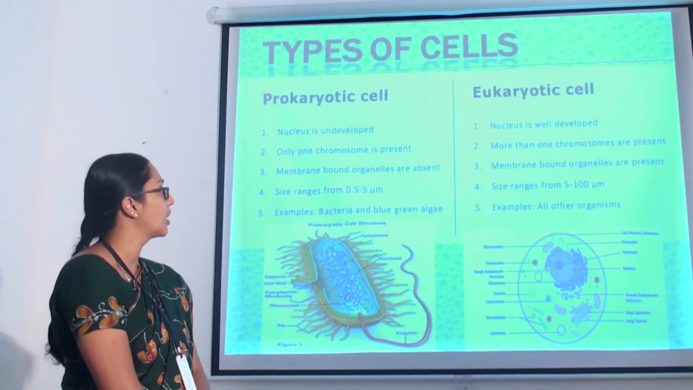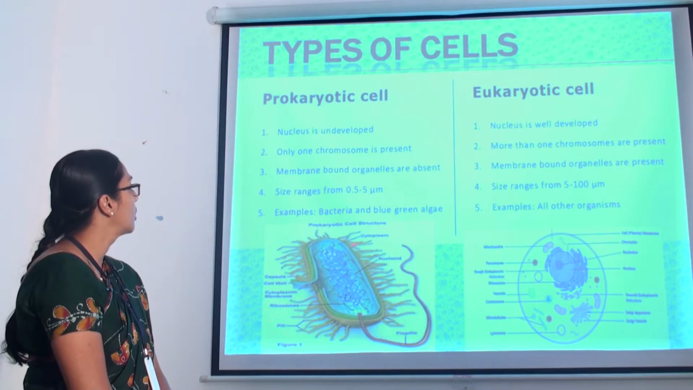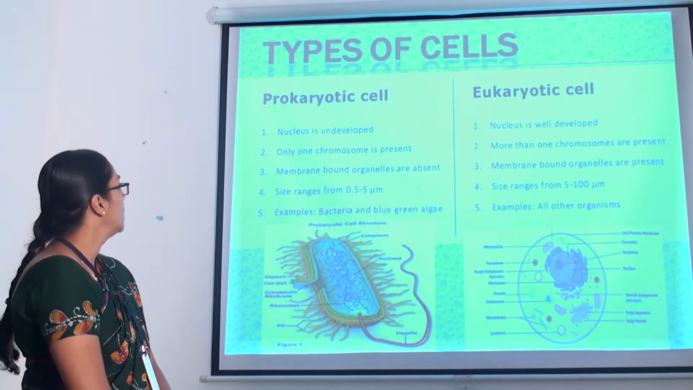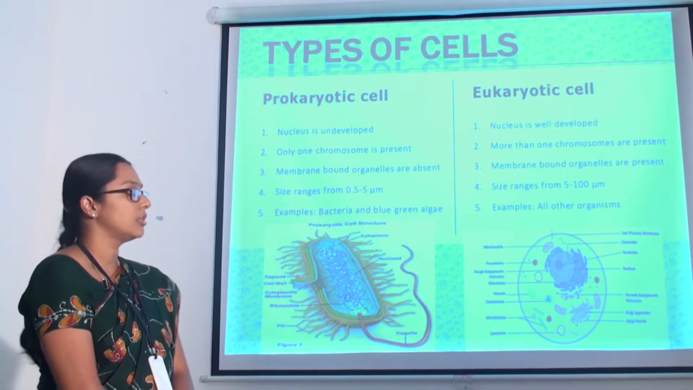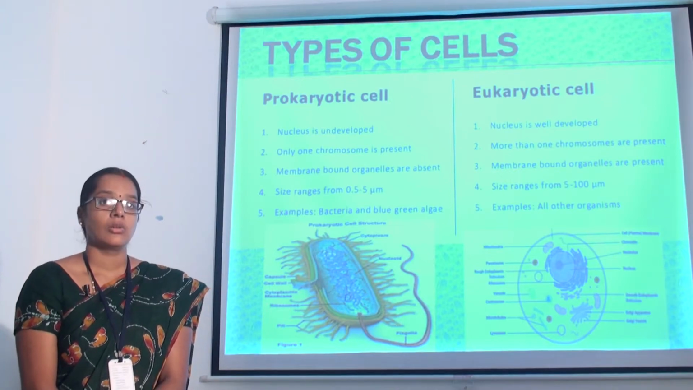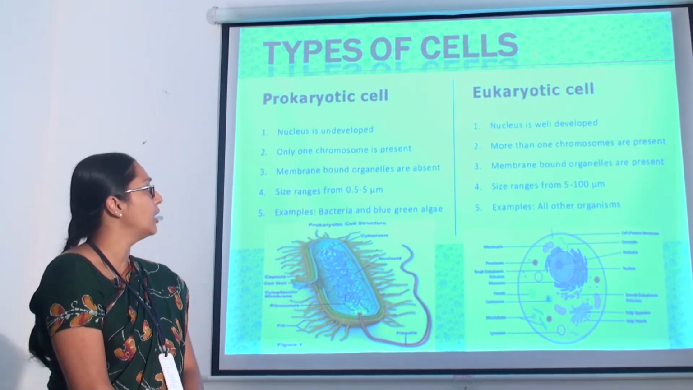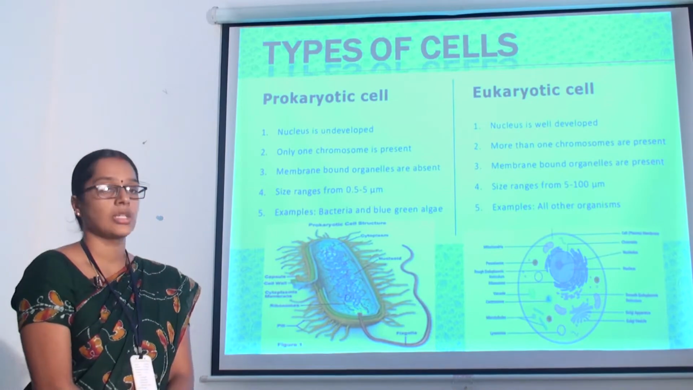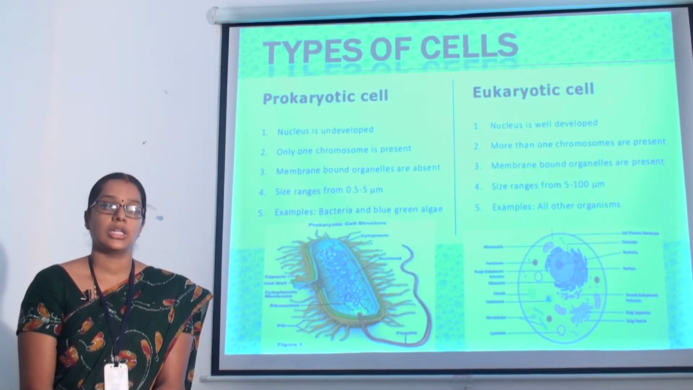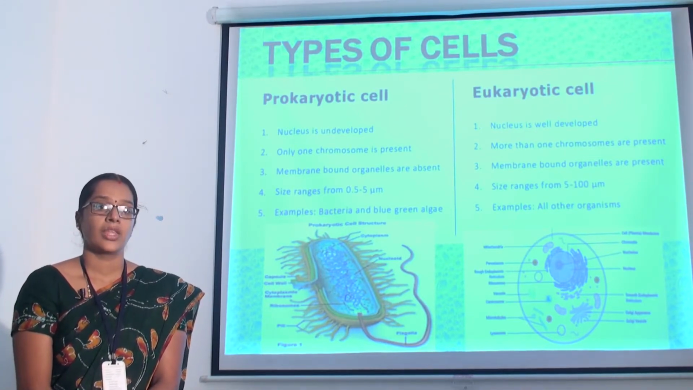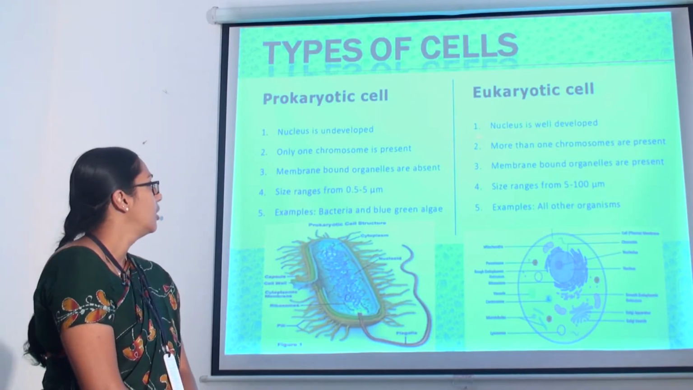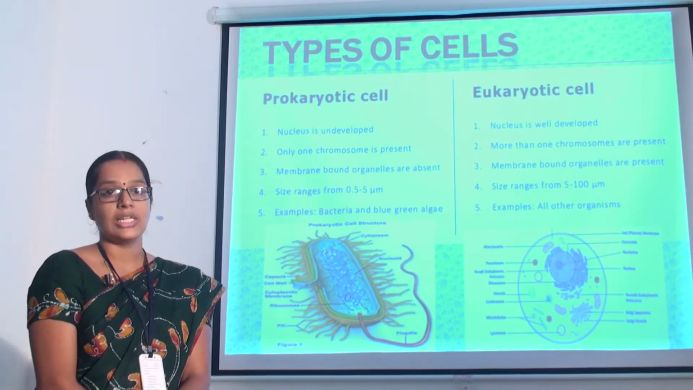One is the prokaryotic cell and the other is the eukaryotic cell. Pro means primitive and karyo means nucleus, and eu means true and karyo means nucleus. In this, the nucleus differentiates these cells. In prokaryotic cells, the nucleus is undeveloped. In eukaryotic cells, the nucleus is well developed.